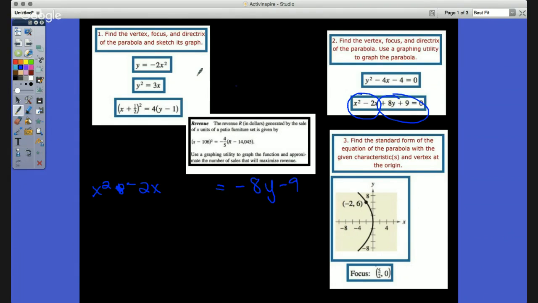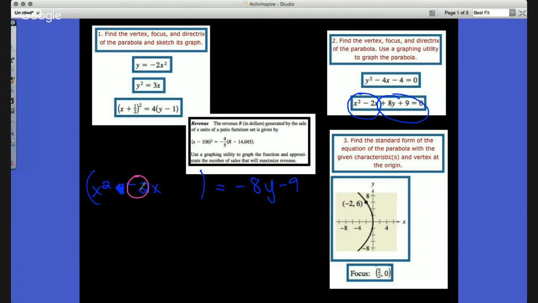Now, makes it kind of easy here because what we want to do is make a perfect square. Anytime we make a perfect square, we're going to half the middle and square it. So half it, I get negative 1. Square it, I get positive 1. What I do to one side, I do to the other.